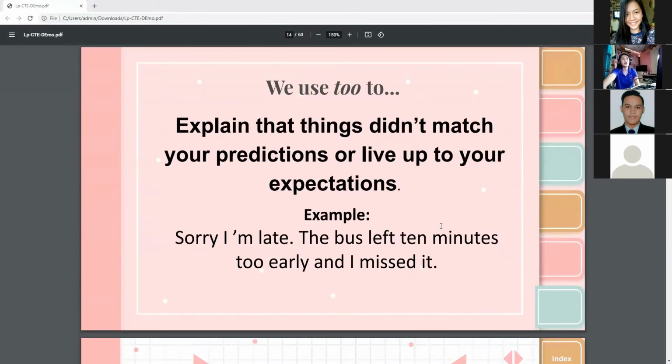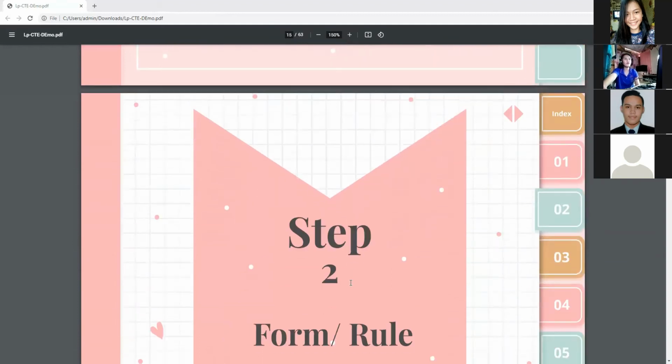Another, we use "too" to explain that things didn't match your predictions or live up to your expectations. Example: sorry I'm late, the bus left 10 minutes too early and I missed it. So it didn't match your predictions. You predicted that the bus would not leave yet, but the bus left 10 minutes too early. You guys get it? Yes, ma'am. Okay, very good.